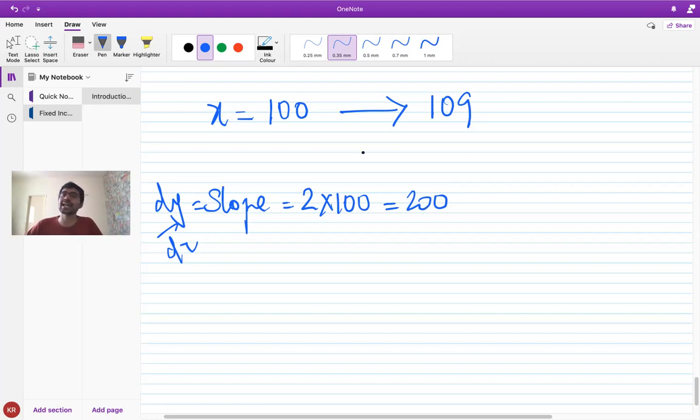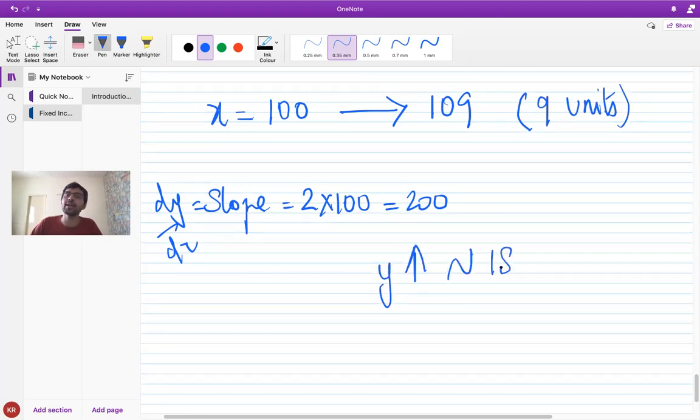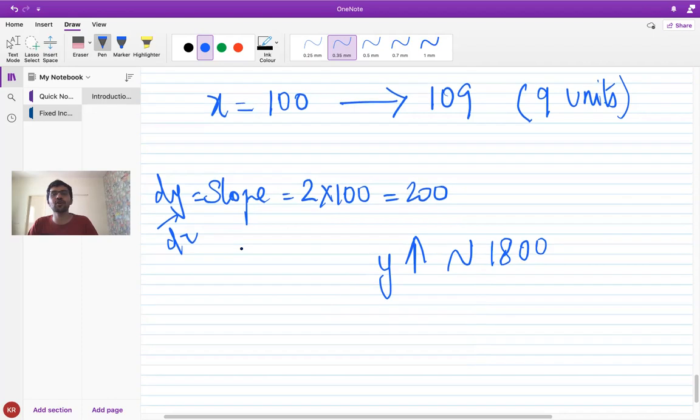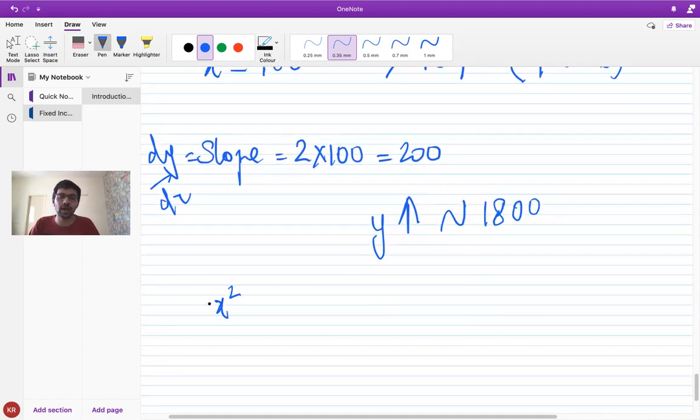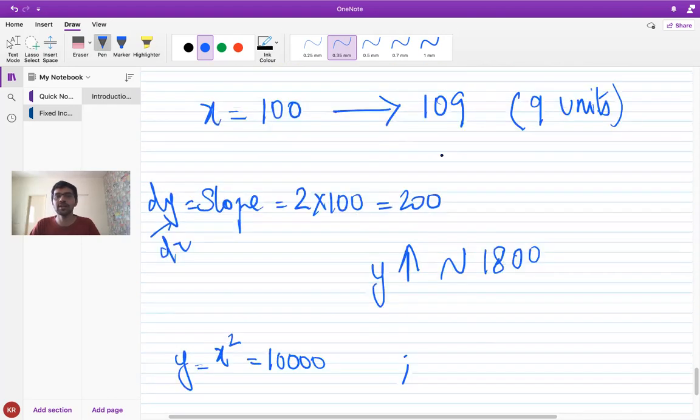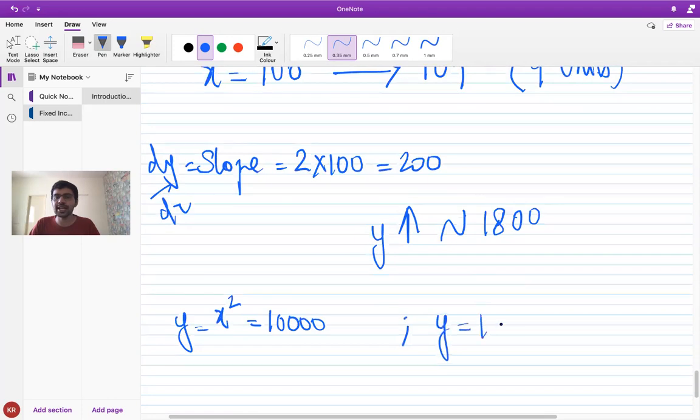Now here x has actually increased by 9 units, which means y is going to approximately increase by 200 into 9, which is 1800. Y is going to approximately increase by 1800 units. This is not the actual one, this is the approximate. Now, y is equal to x square, which is 100 square, 10,000, and over here y is equal to 109 square.